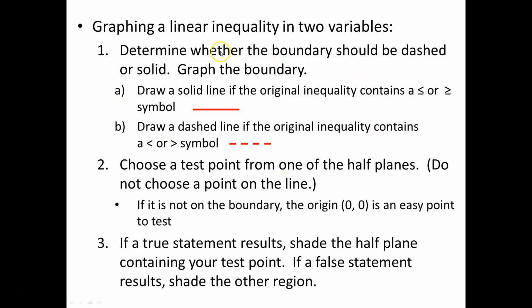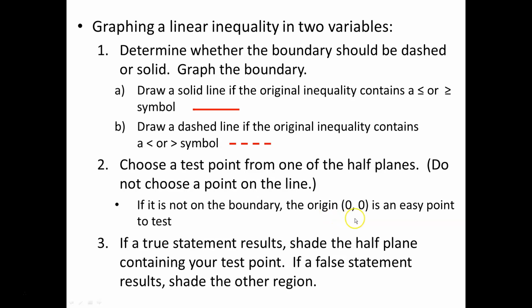Once you have that line drawn, then you want to choose a test point from one of the half planes. To make this easy, the easiest point you can pick is 0, 0, because everything times 0 is 0. So if it's not on the line, use 0, 0. If 0, 0 is on the line, you cannot use that. Then you're going to have to pick a different point. So pick something easy, something like 1, 1, 10, 10, 5, 10, 2, 1, something easy.